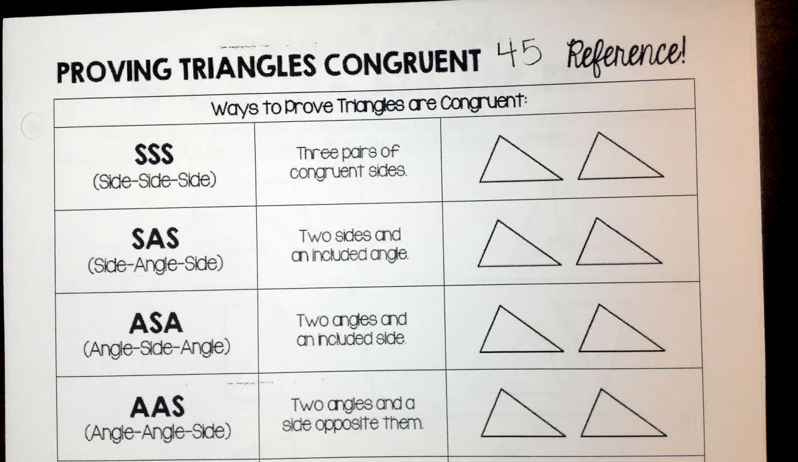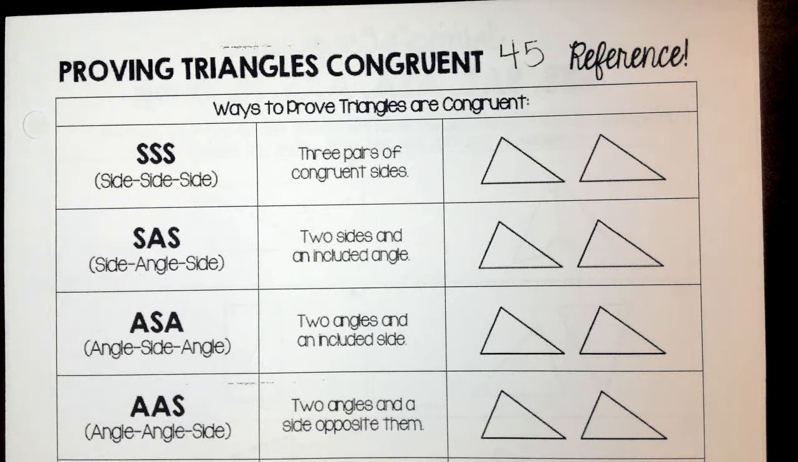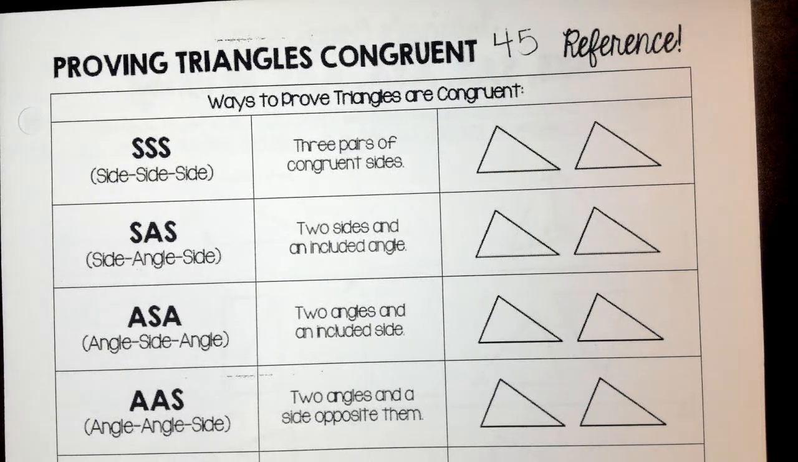This is proving triangles congruent. This is the 5 ways you can prove triangles congruent. So, for you to say 2 triangles are congruent, you have to prove it. And these are the 5 ways you can do it. Ways to prove triangles congruent.